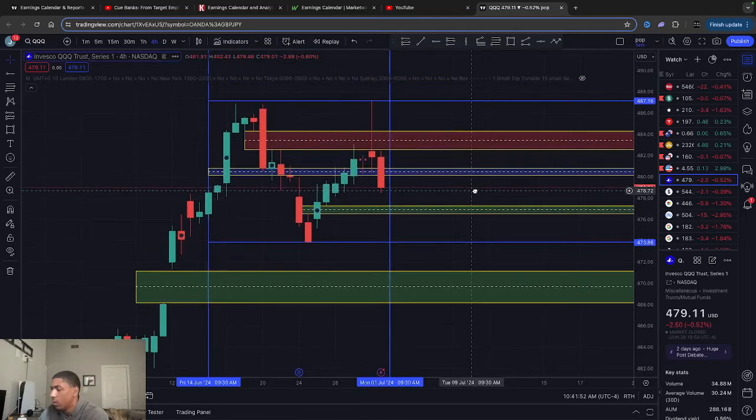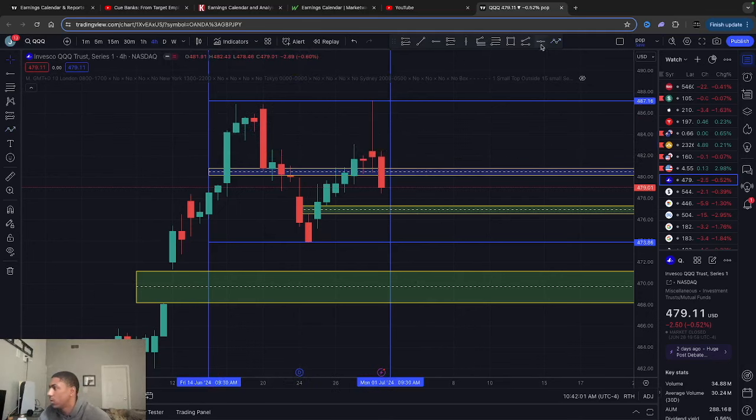So either this is what's going to happen this week, right? Let's delete this. Fair value gap's gone. So price can either retrace back down here, go back up, might see a little retracement, and then push up to the upside, right? Push back up to the upside.